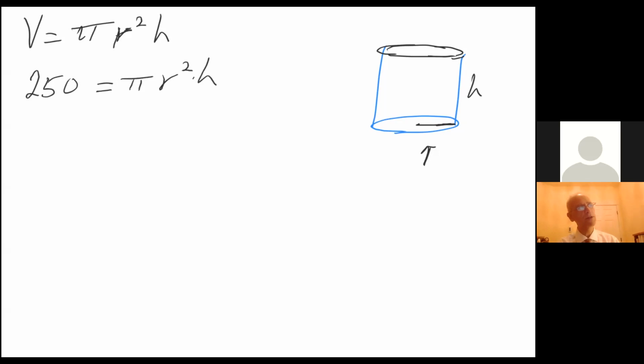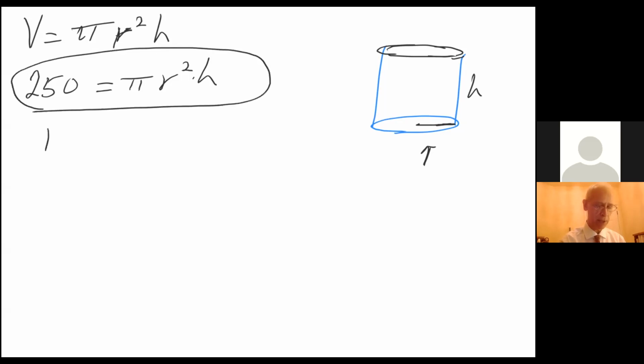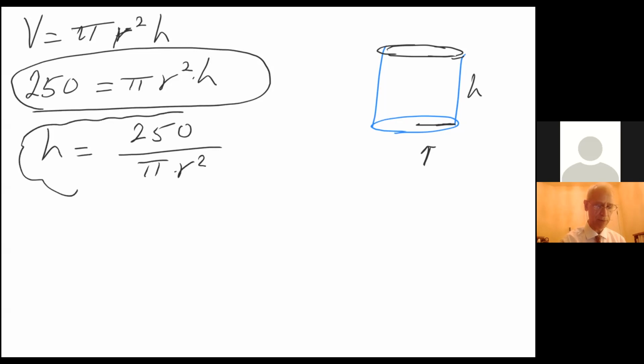And here, since we are trying to find both r and h, I'm going to solve for h from right here and claim that h equals 250 divided by pi r squared. So now I'll be using this. Well, what is it that we are trying to minimize? We are trying to minimize the cost.